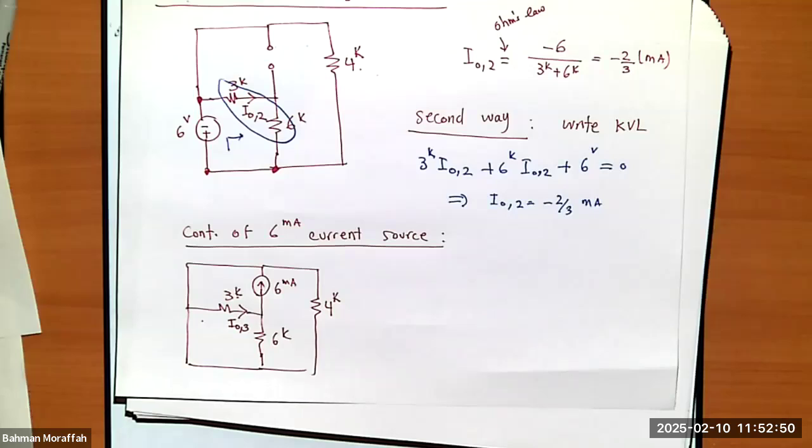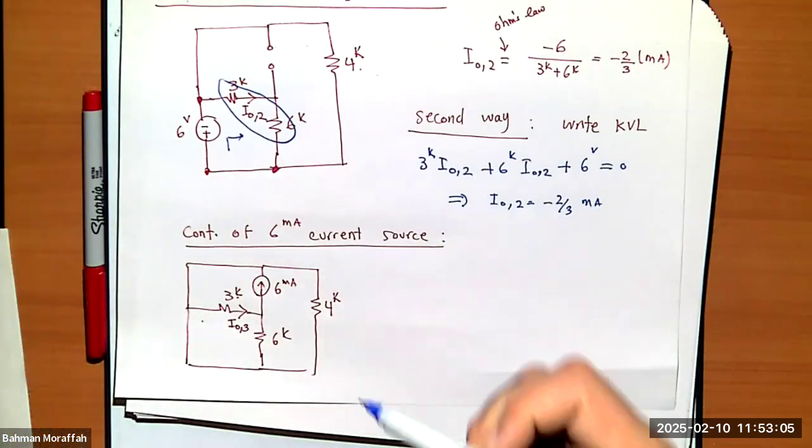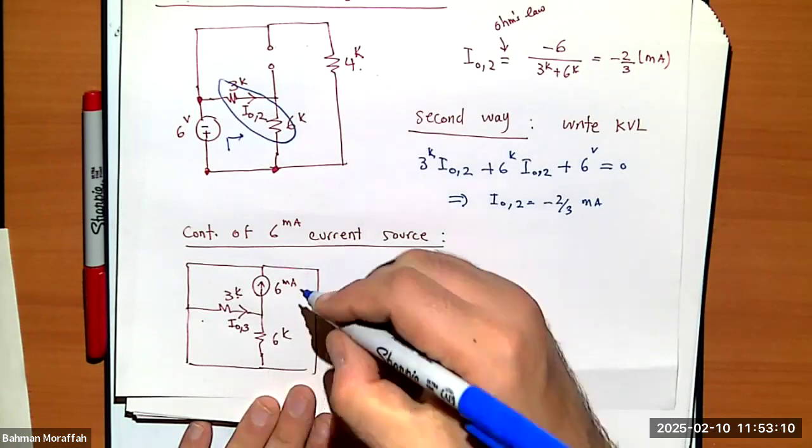What is this circuit? We know exactly what this circuit is. Let's see if we actually know what the circuit is. What I'm claiming here is that this 4K does not matter. So I can get rid of it.